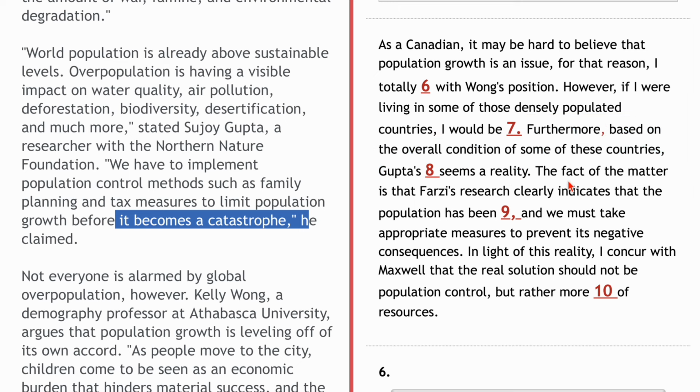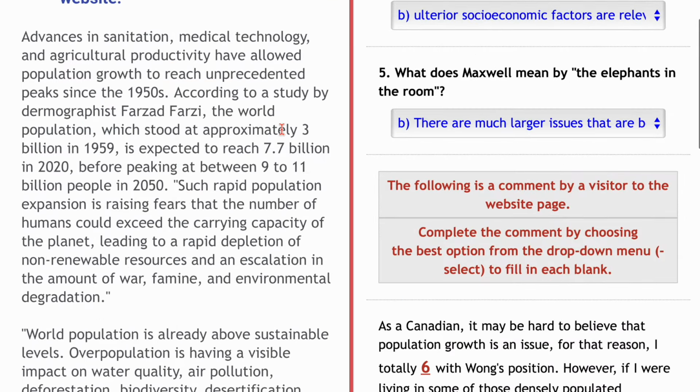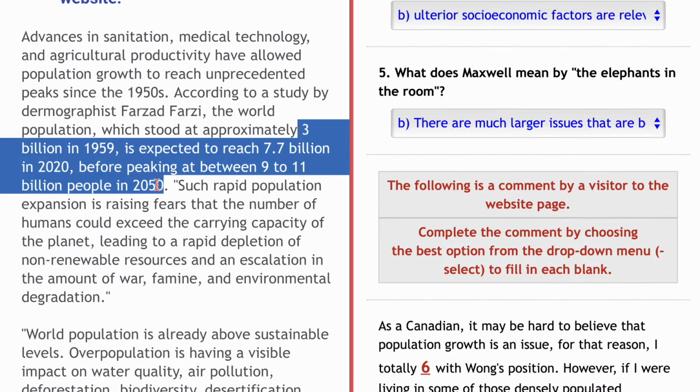Okay, so the fact of the matter is that Farsi's research clearly indicates that the population has been [blank] and we must take appropriate measures to prevent its negative consequences. So this is saying about Farsi. So the reality is that Farsi's research indicates that the population has been, and we must take appropriate measures to prevent its negative consequences. So what was Farsi's research saying?